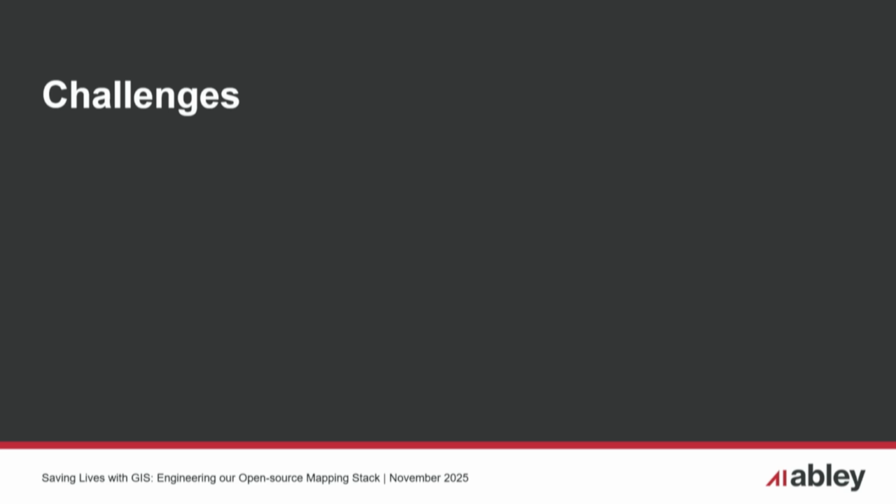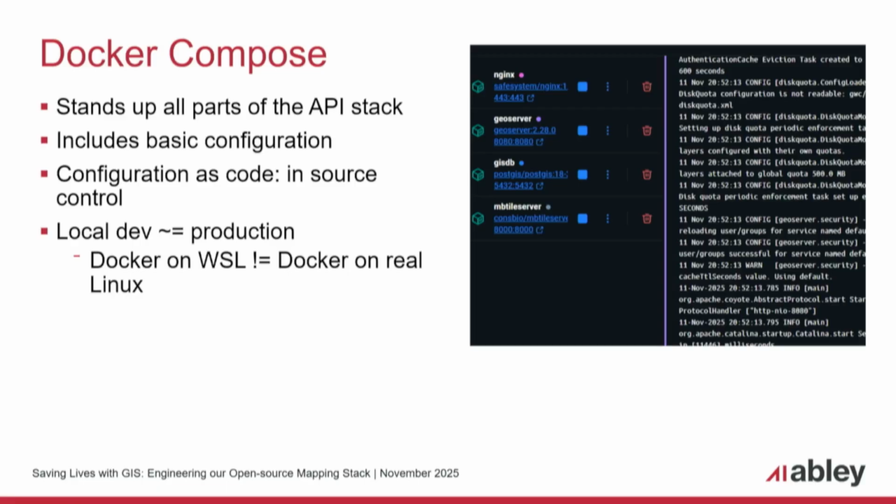Cool. Now some of the challenges we've encountered building out this stack and continuing to grow it. Docker Compose is really cool. It stands up all parts of our API stack. It includes the basic configuration of the services and containers, and having configuration as code, so it's in your source control, is really powerful. I'm probably not teaching anyone anything new here.